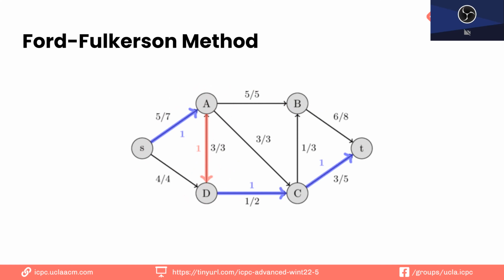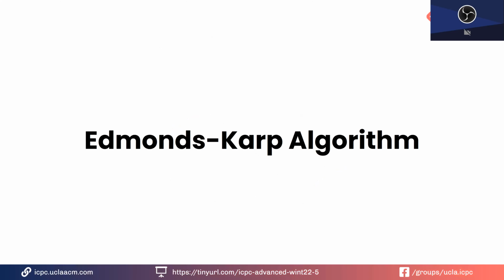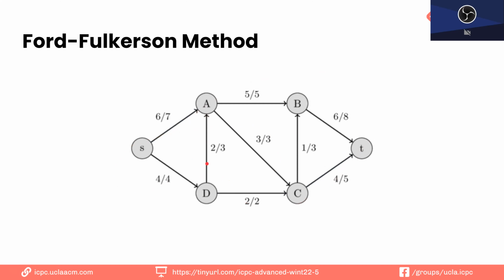Does this process make sense? Cool. All right, great. And now there's no more augmenting paths, so we're done. Our max flow is going to be the maximum amount that's going in here. So it's 6 plus 4, which is 10. You also look at this one, 6 plus 4 is 10. So the amount leaving is equal to the amount entering, which should be fairly clear.